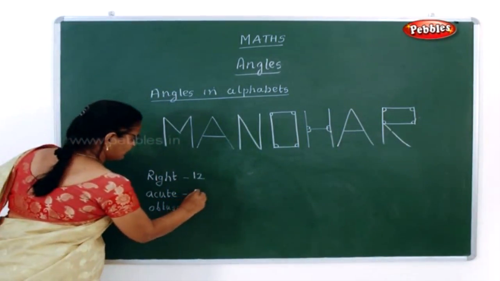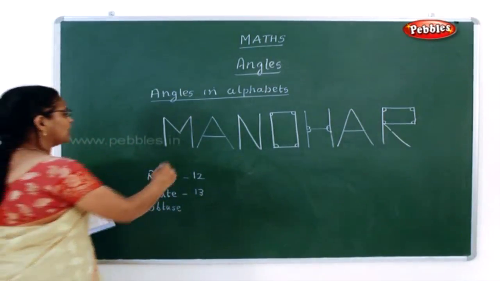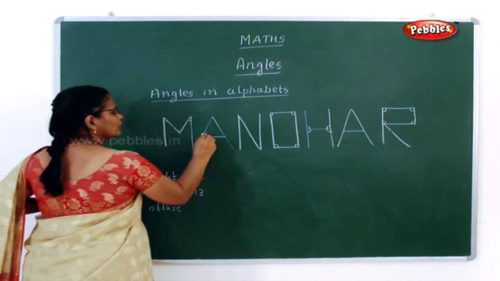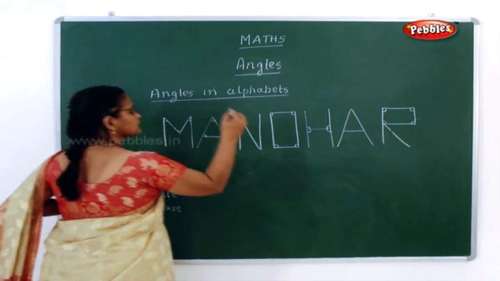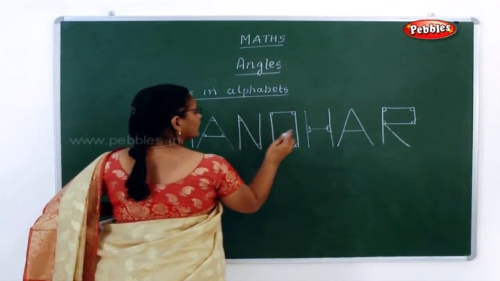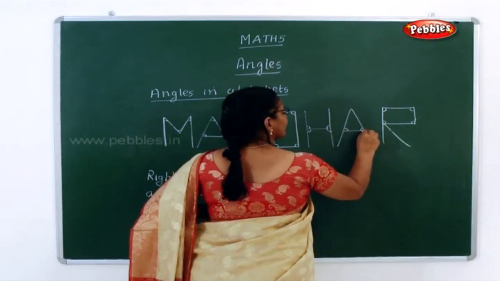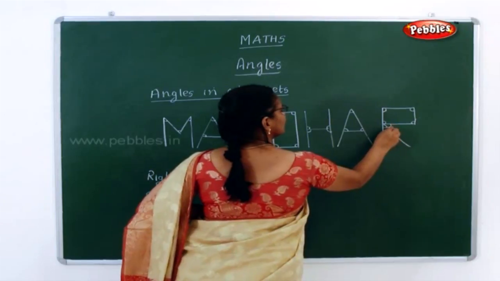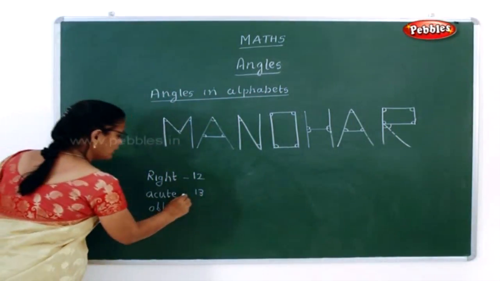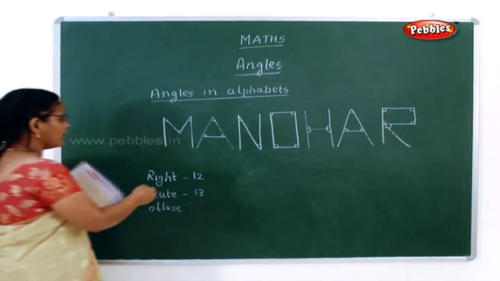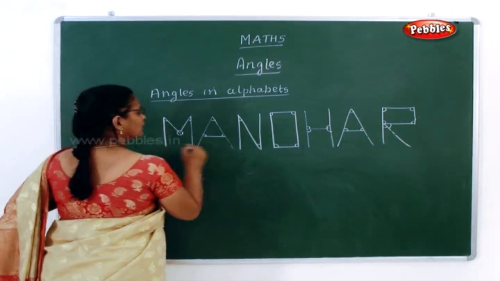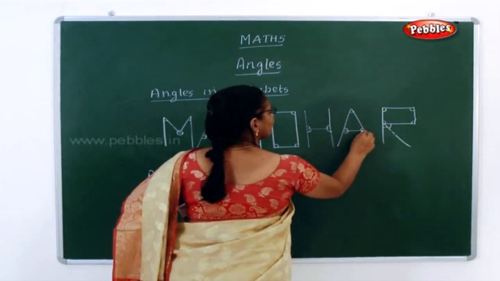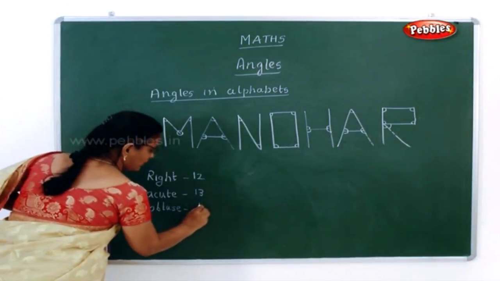Now, there are 13 acute angles. That is, it will be in the form of V. Here 1, 2, 3, 4, 5, 6, 7, 8, 9, 10, 11, 12 and 13. So there are 13 acute angles. Now there are 5 obtuse angles. So here this is 1, here 2 and 3, 4 and 5. So there are 5 obtuse angles.